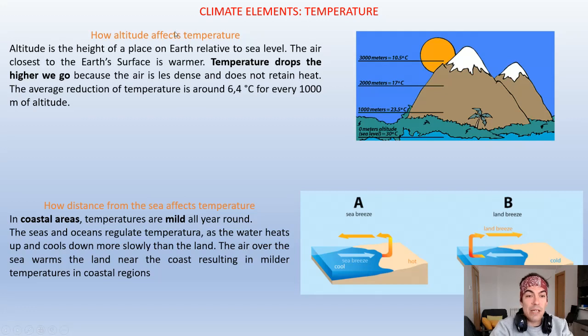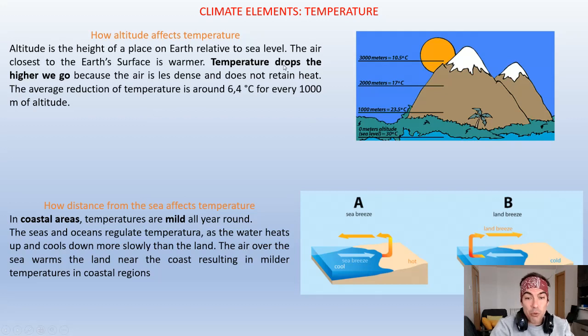Then we have another factor that affects temperature, which is the altitude. The altitude is the height of a place on Earth relative to the sea level. So counting from the sea level, the air closest to the Earth's surface is warmer. Here, closest to the Earth's surface, the book means closest to the sea level, to 0 meters of altitude.